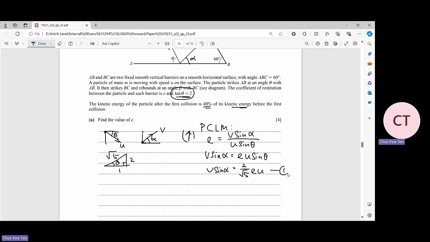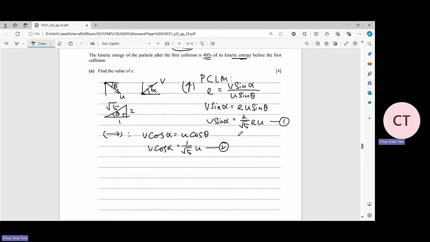That will be your first equation. Now you consider the horizontal velocity. So you have V cos alpha is equal to U cos theta. Again, just use a small triangle. The cos theta is 1 over root 5 of the U. This will be your second equation.